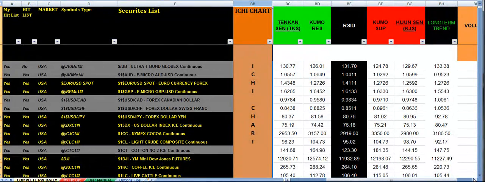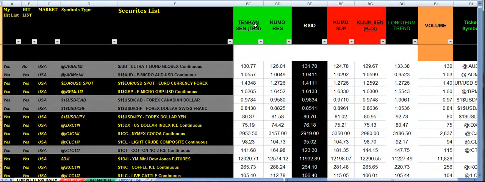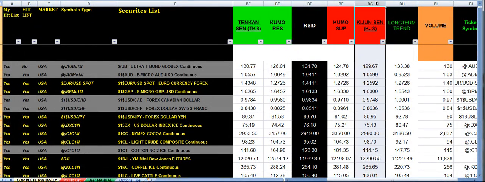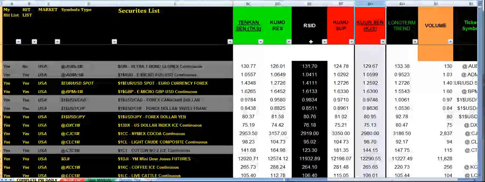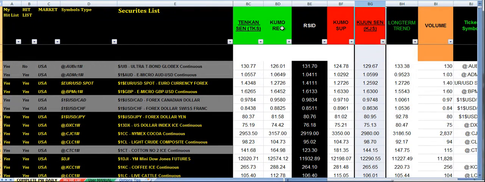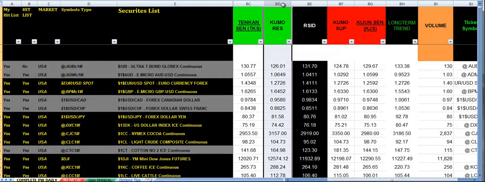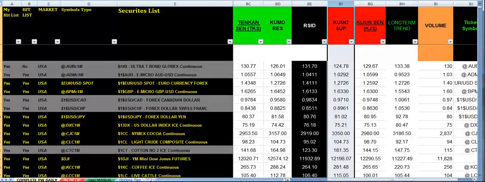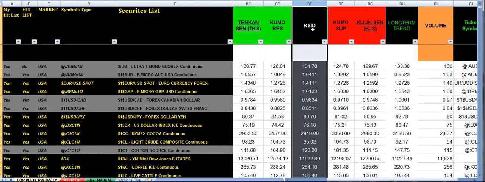Column BB is your Ichimoku charts. You'll see your T line is column BC, and your K line is column BG. Your top of the Kumo cloud resistance is in column BD, and your Kumo support area is column BF. RSID, if you recall, stands for intraday resistance and support. That's what that number is.